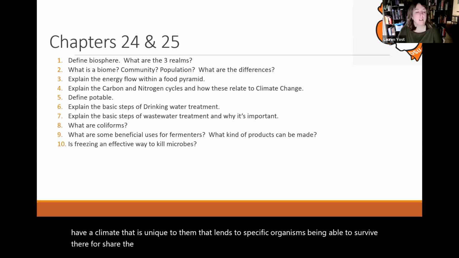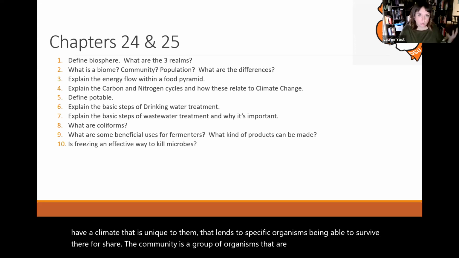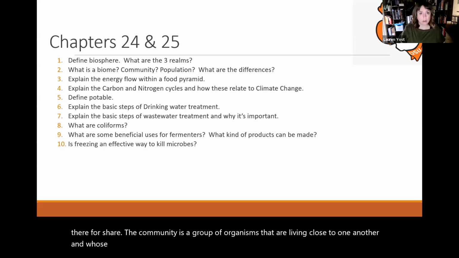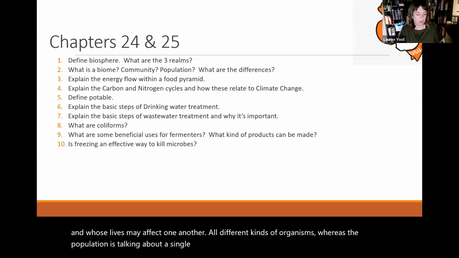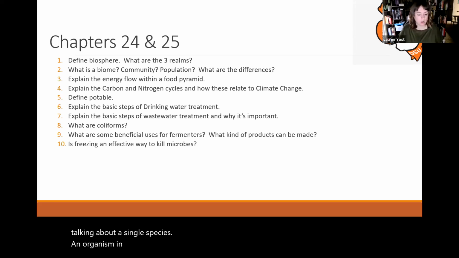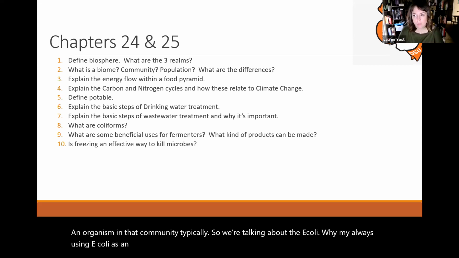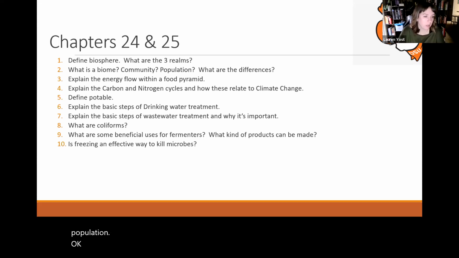The community is a group of organisms that are living close to one another and whose lives may affect one another. All different kinds of organisms, whereas the population is talking about a single species of an organism in that community, typically. So talking about, you know, the E. coli, why am I always using E. coli as an example? I know, the spider monkeys in the rainforest, okay? That would be a population. Okay, so that's the differences between those.